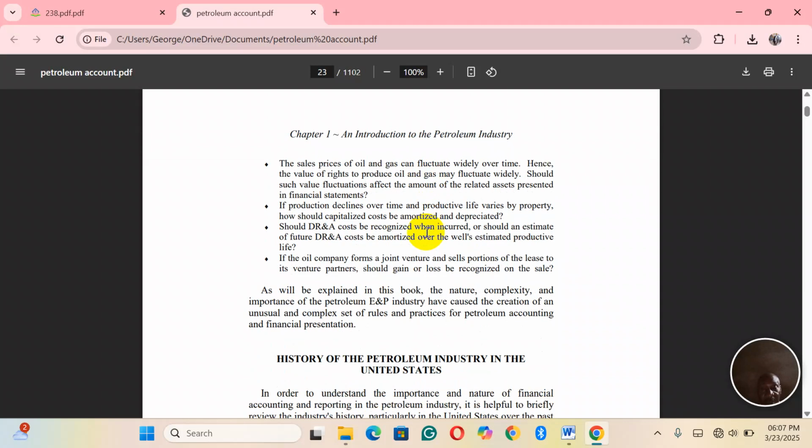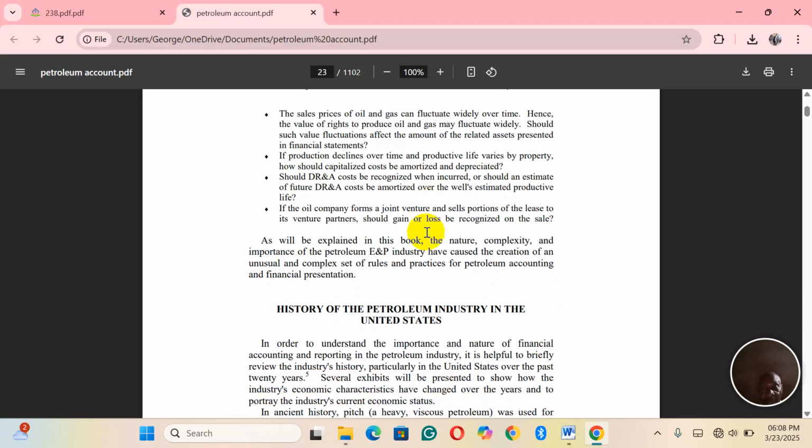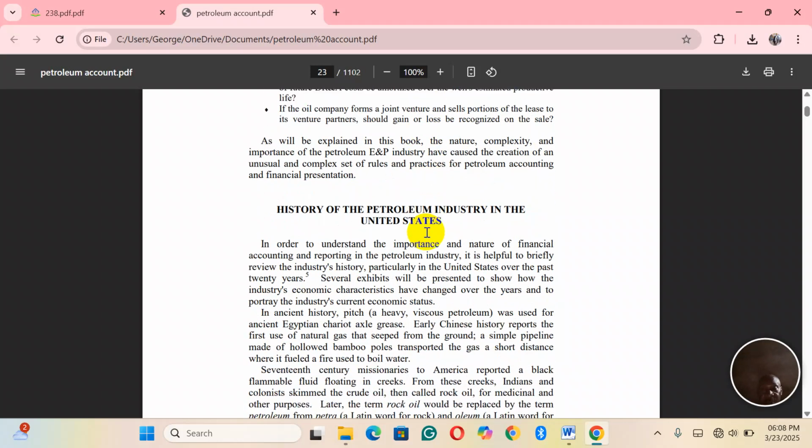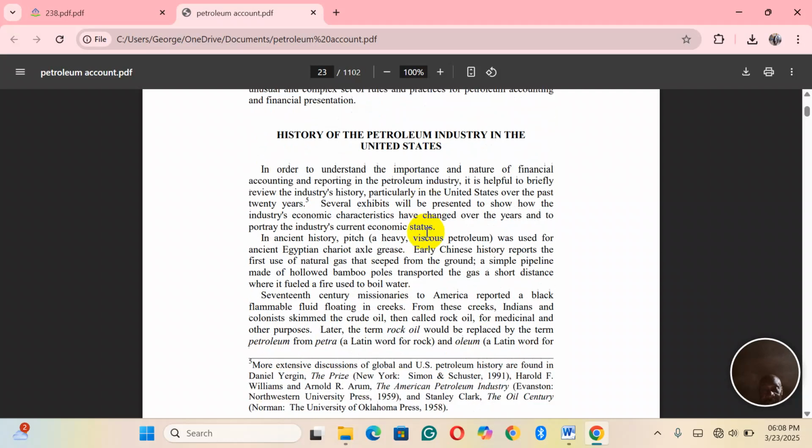And so we also ask, if the oil company forms a joint venture and sells a portion of the lease to its venture partner, should a gain or loss be recognized on the sale? In our next class, I'll be looking at the history of the petroleum industry in the United States, or we'll move on to another aspect of petroleum accounting.